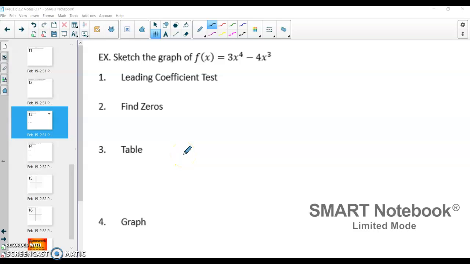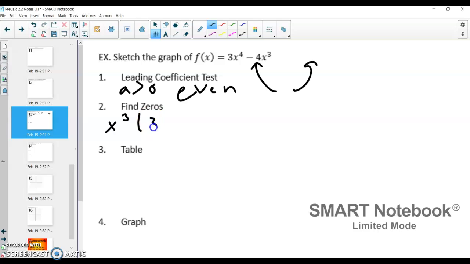So leading coefficient test, we have here an a that's greater than 0, and we have an even function, which means my end behavior is going to go up to the left and up to the right. Next, we need to find our zeros, and so I'm going to pull out an x cubed right away because there's x cubed in both terms. And so I get x cubed, and then what's left behind is 3x minus 4. That's a 1 up here because it's multiplicity 1. X cubed is a multiplicity of 3. Both odd multiplicities, so we're going to have some crossing happening here.